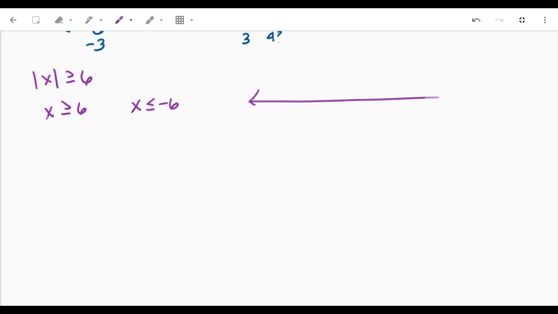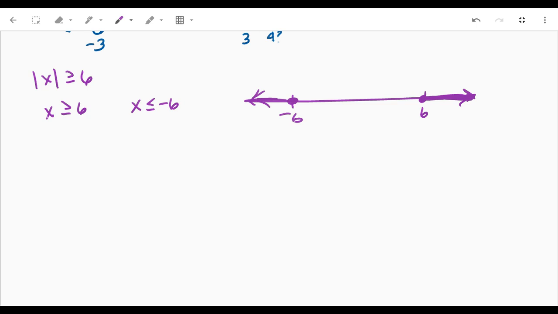So now greater than or equal to 6, so I'm going to put a solid circle on 6 and shade greater than. Less than or equal to negative 6, so solid circle at negative 6 and shade to the left. Okay, and that's pretty much it. So just think about whether your answer makes sense, plug in some values and make sure that they work.